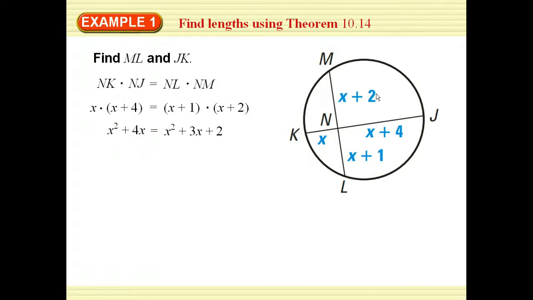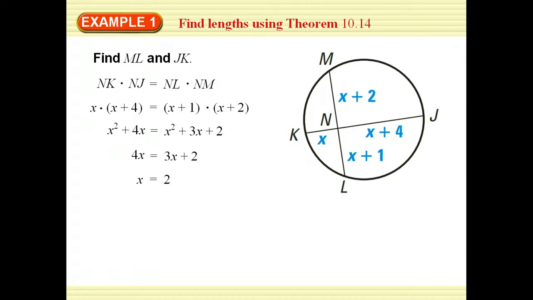So we need to use our distributive property on the left and FOIL on the right, and we get x squared plus 4x is equal to x squared plus 3x plus 2. Now we know we can subtract away the x squares. We get 4x equals 3x plus 2. Now subtract 3x and we find that x is 2.